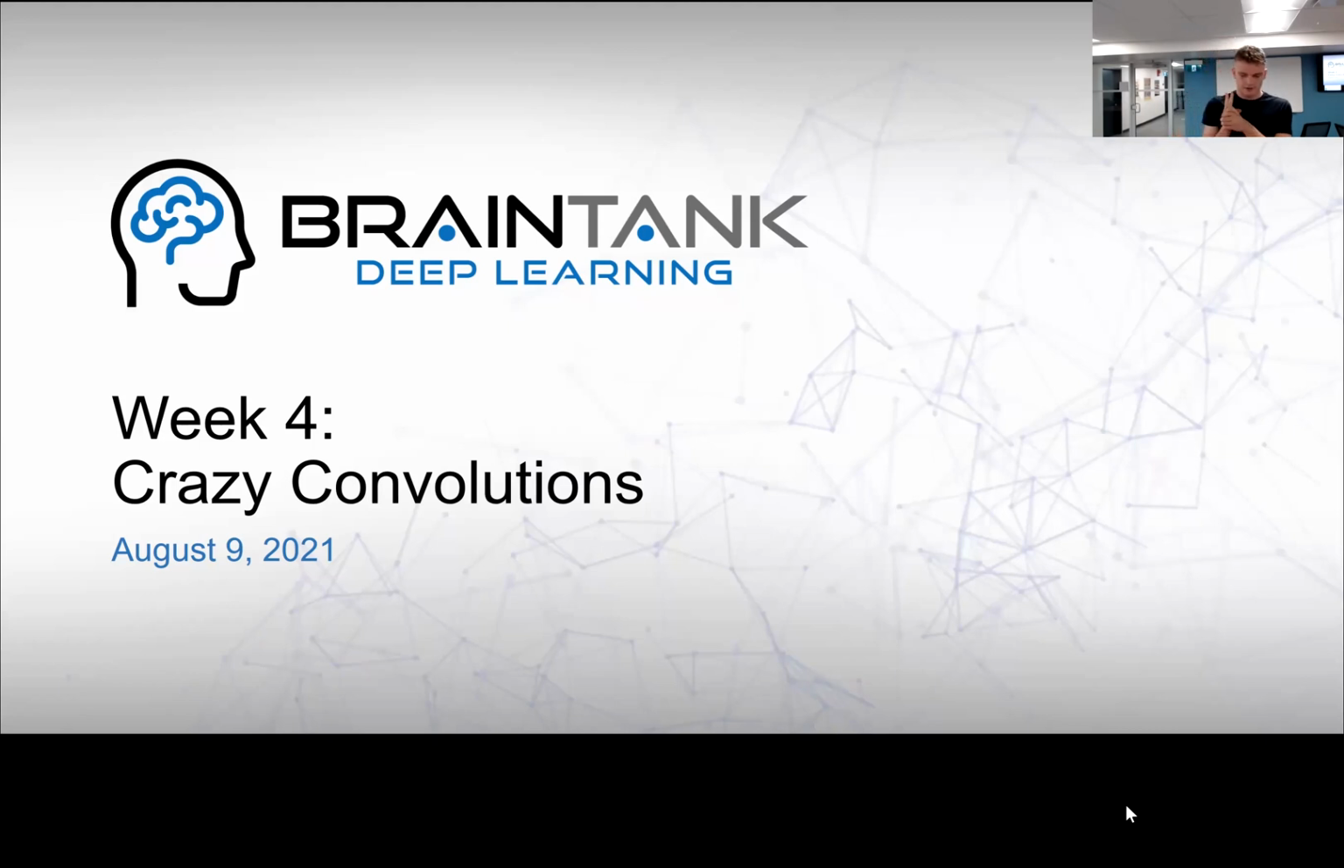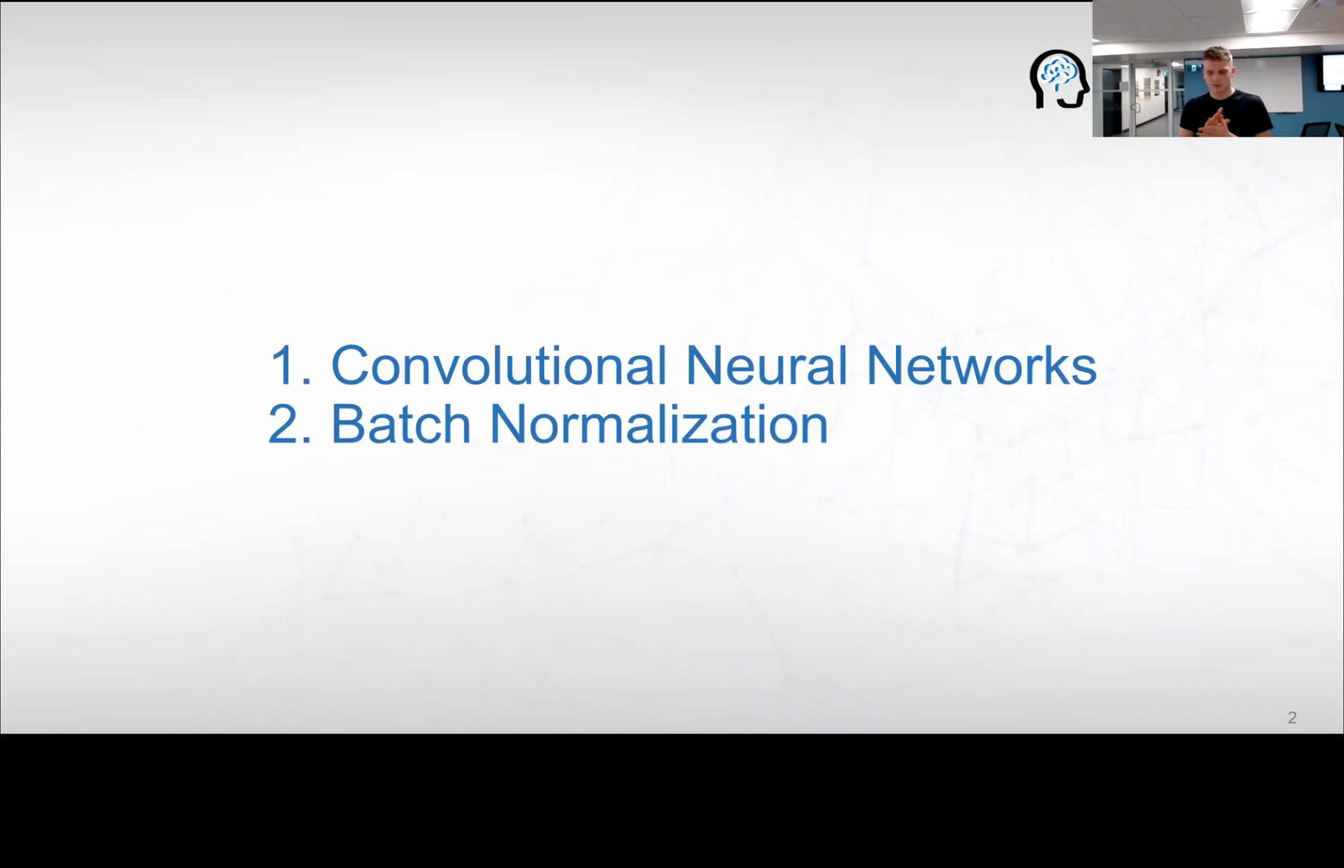So this is part 1 of our 2-week little entree into something called convolutional neural networks, which are used a lot in image processing. We're going to talk about it a bunch. So let's go over what we're doing today. This week is called Crazy Convolutions. The 2 things we're going to talk about are convolutional neural networks and something called batch normalization. This is not very representative of how much time we'll spend. I have about 100 slides on convolutional neural networks, and I have 1 on batch normalization. So this is a heavy convolutional neural network based presentation today.